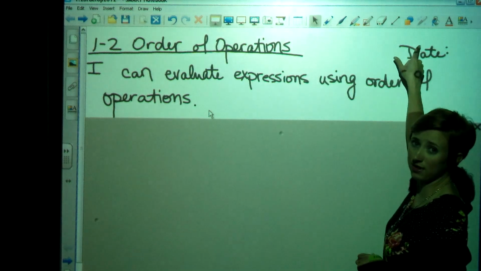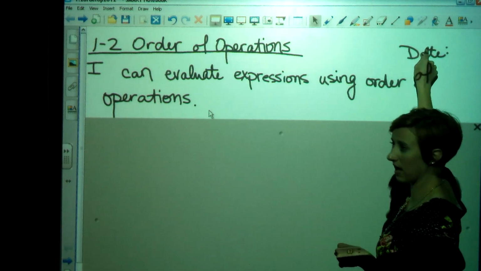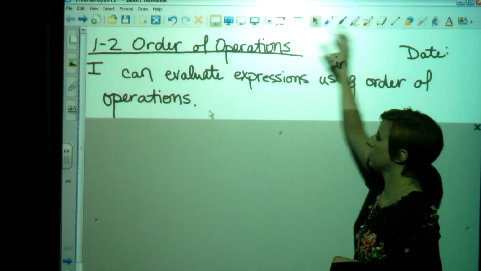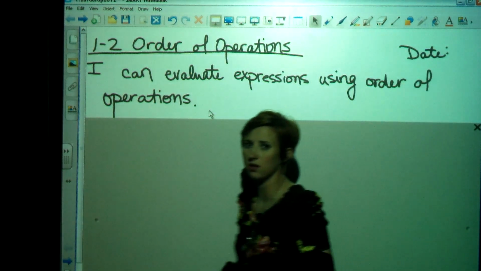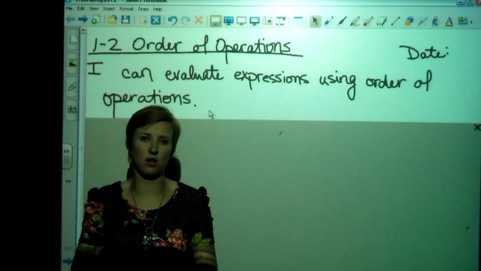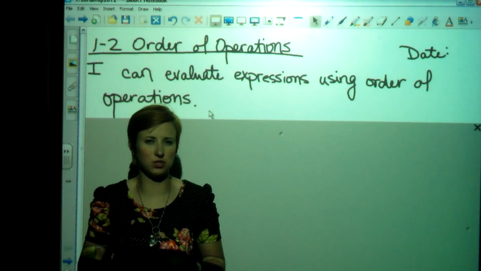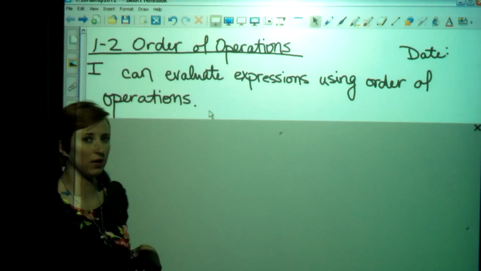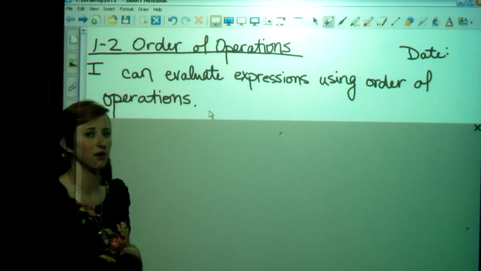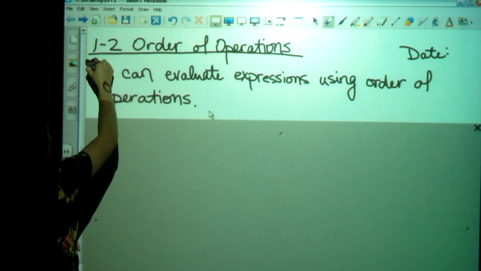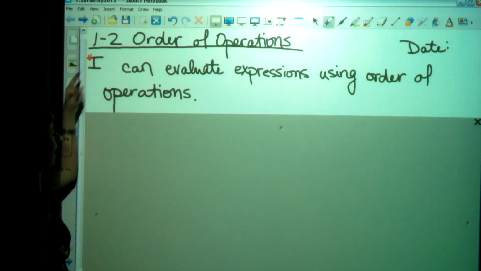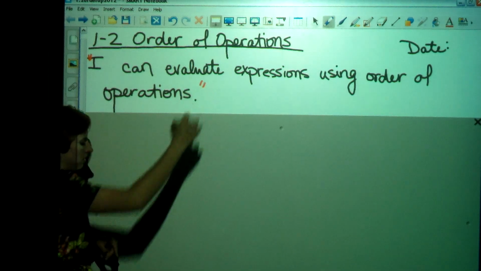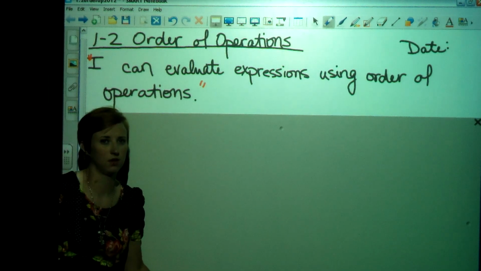Once again, please put the date. Hopefully it's August the 9th, but we'll go from there. So your title and your date as always. You can start this on a new page or at the bottom of your other notes. I don't mind as long as you keep yourself organized and on track. And as always, please write your I can statement right below your title. So by the end of this lesson, I can evaluate expressions using the order of operations. And that's our goal.